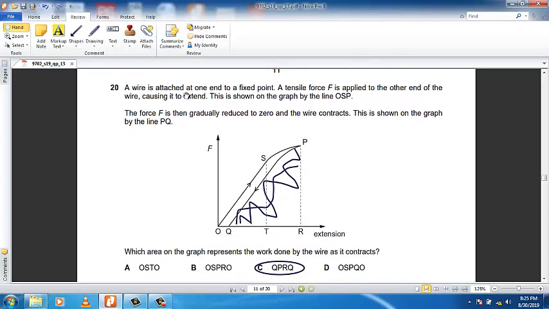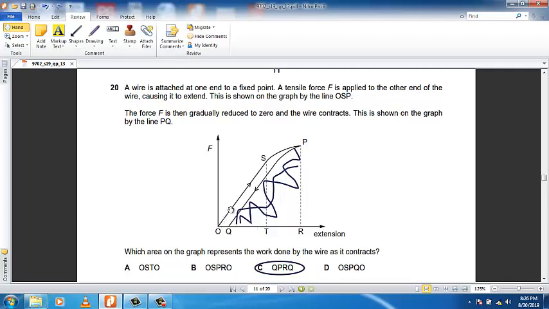A wire is attached at one end to a fixed point. A tensile force is applied to the other end of the wire, causing it to extend. This is shown on the graph by the line OSE. The force F is then gradually reduced to zero and the wire contracts. This is shown on the graph by the line PQ. Which area on the graph represents the work done by the wire as it contracts?